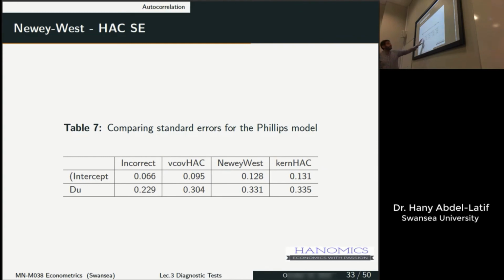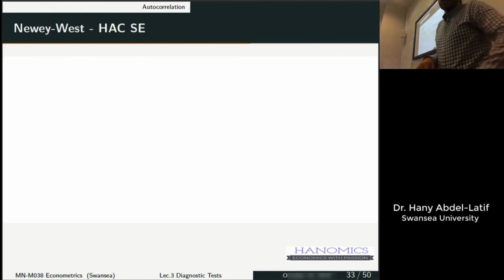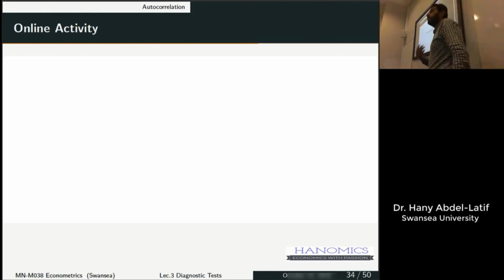Or there's another way to do this. We could use what we call HAC, which stands for heteroscedasticity and autocorrelation consistent standard errors, and that will correct the standard errors. So this is the same estimation, but with different standard errors. That means this will mainly correct for the standard errors.